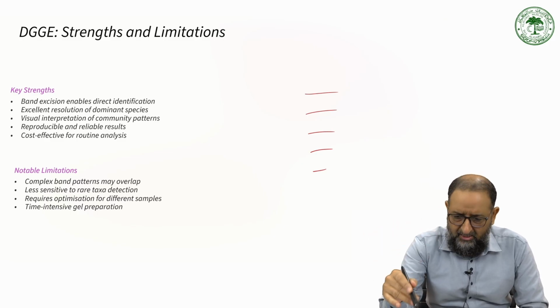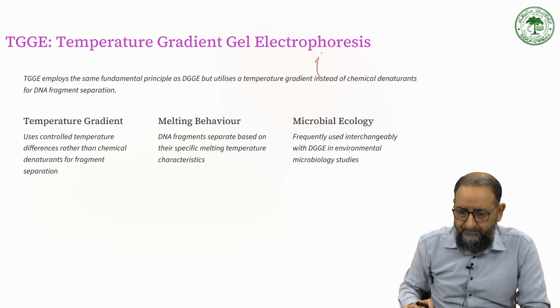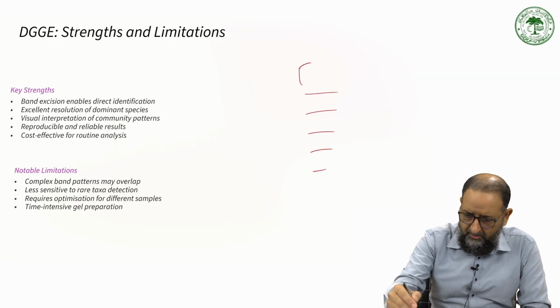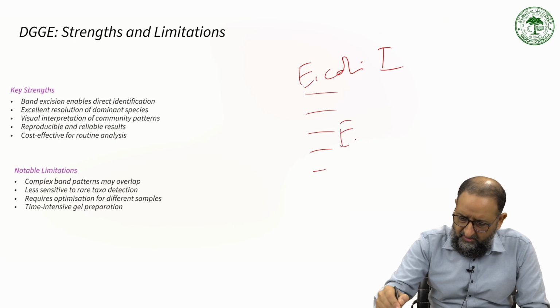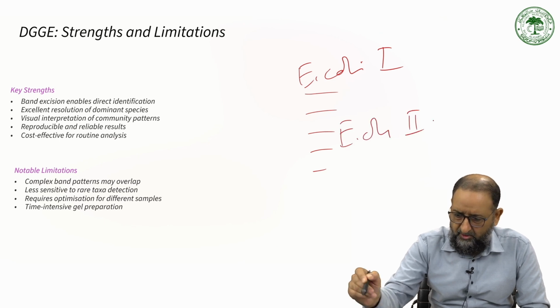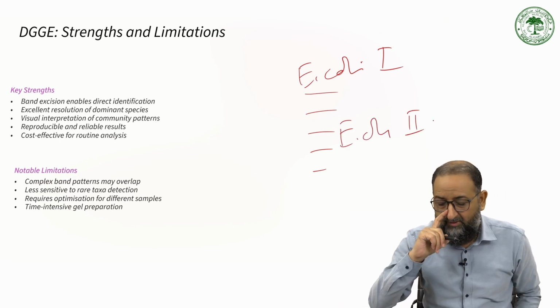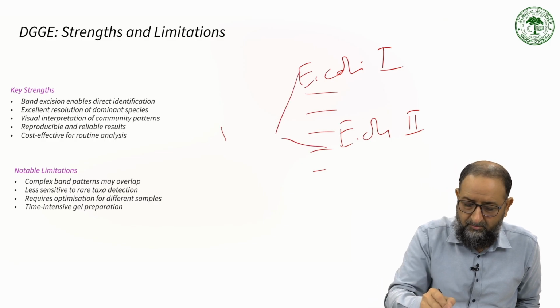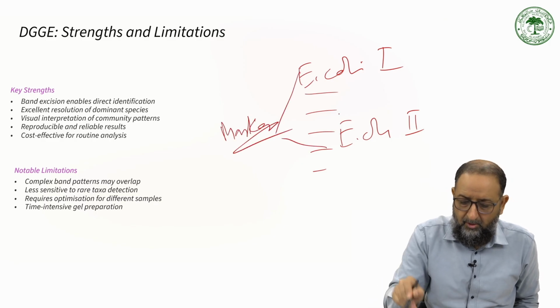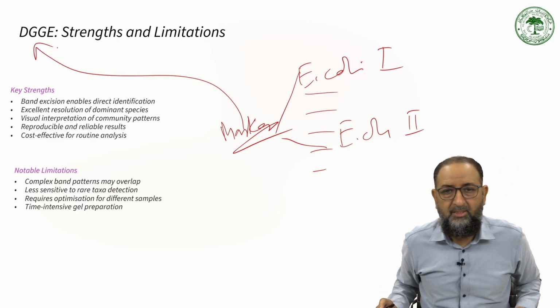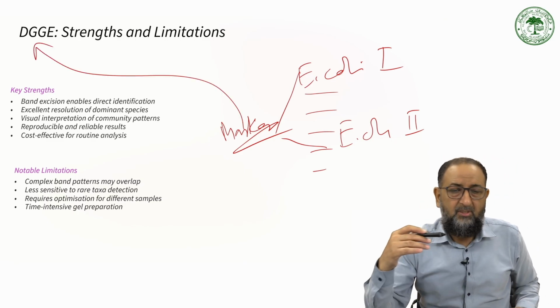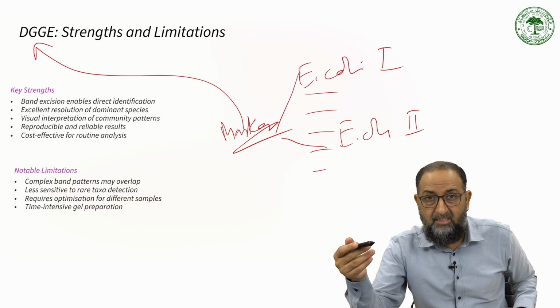For example, if you find strain E. coli 1, now how is strain E. coli 1 different from strain E. coli 2? So this can be identified through this marker. Now, this marker is basically identified from the same DGGE. All right, so this is the strength. So cost-effective routine analysis can be done.